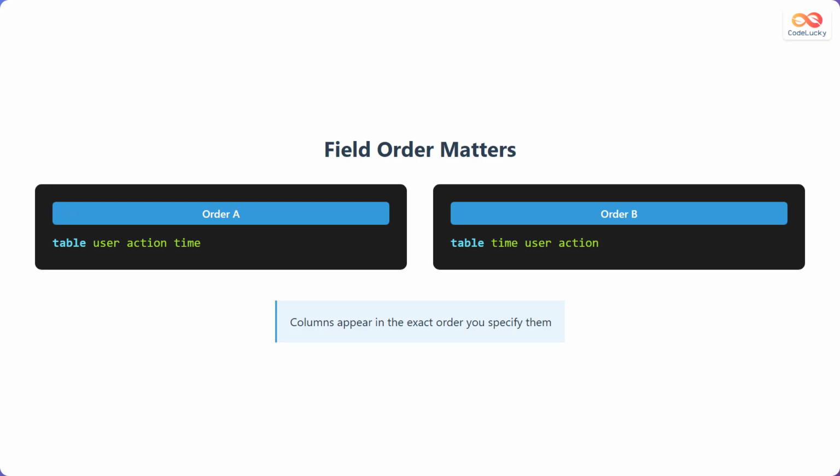One important aspect of the table command is that field order matters significantly. The columns will appear in the exact order you specify them. For example, if you write table user action time, the columns will appear as user, then action, then time from left to right. If you change the order to table time user action, the time column will appear first, followed by user, then action. This gives you complete control over how your data is presented.